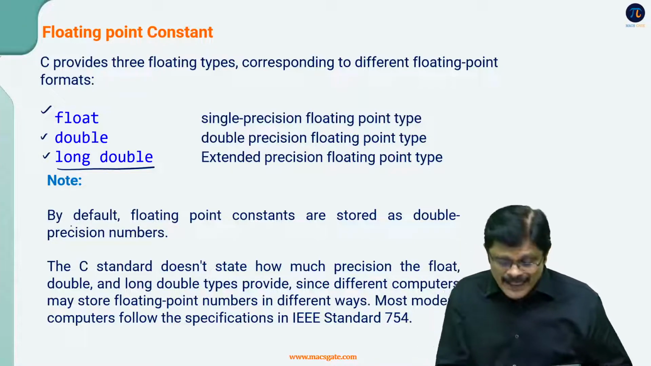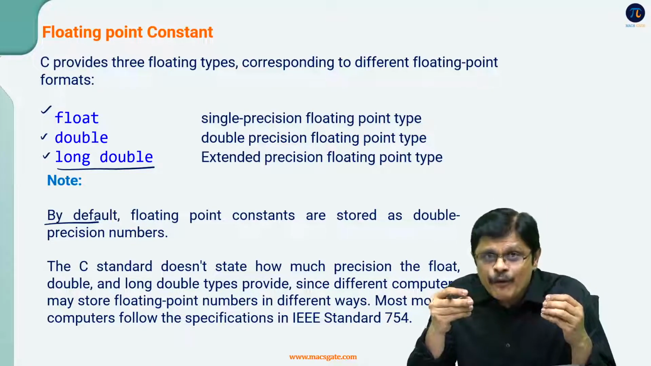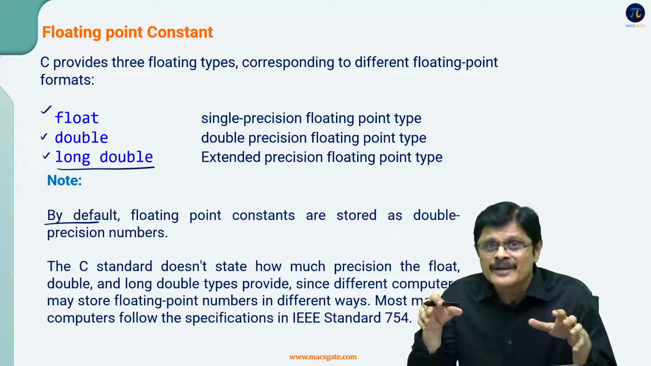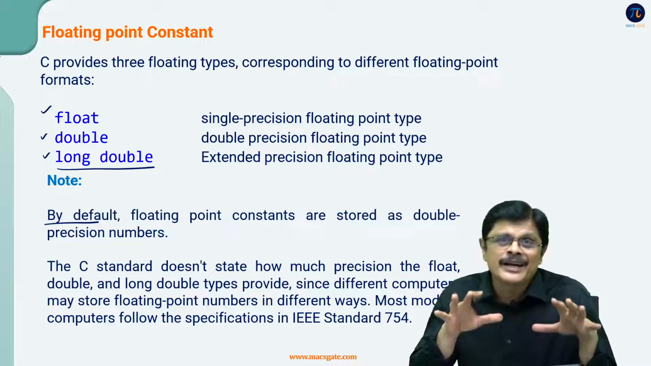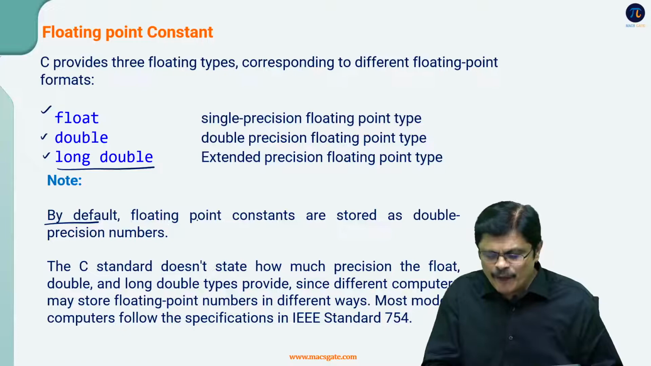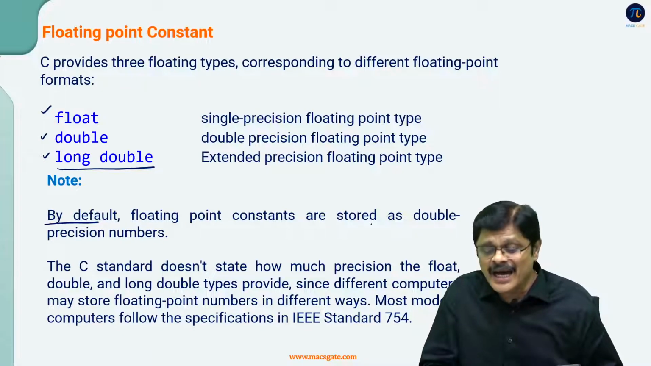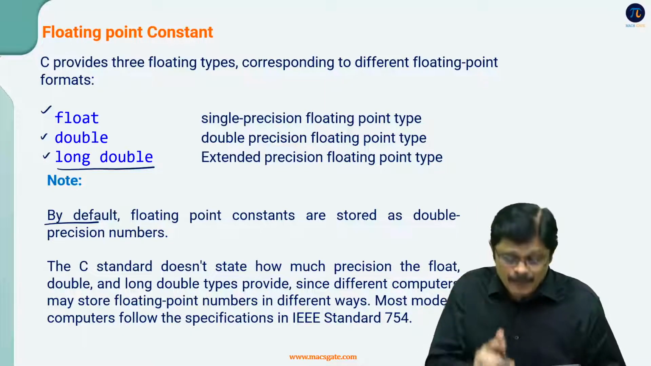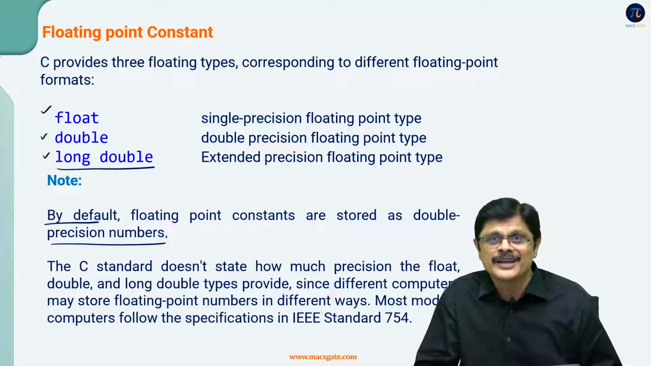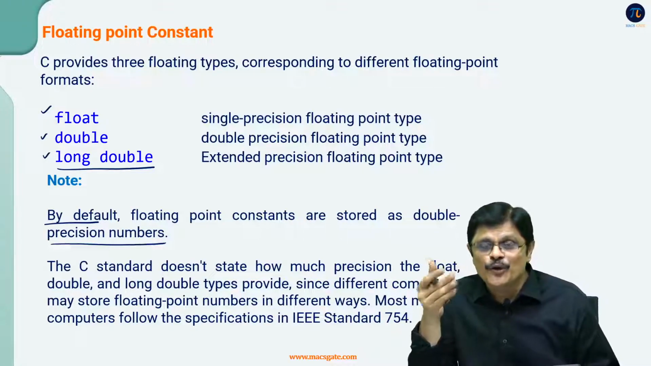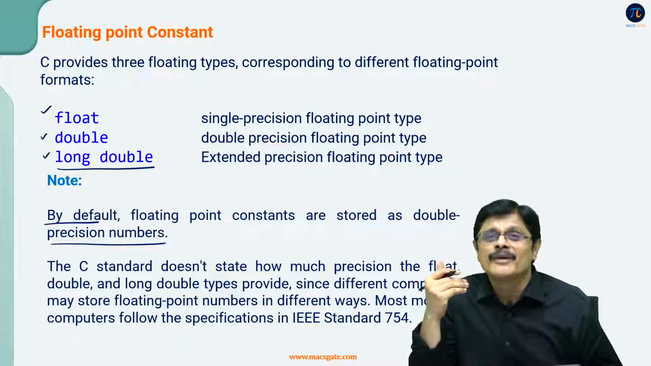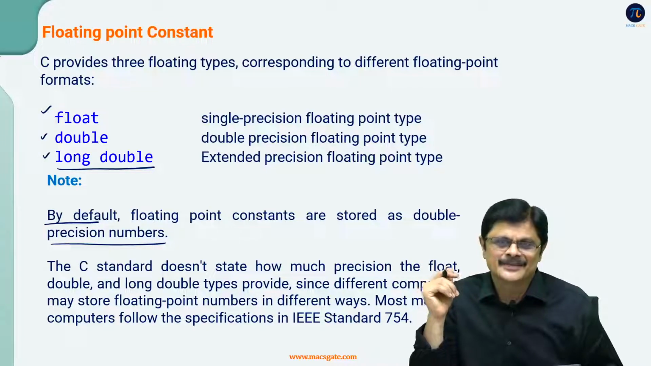My dear friends, by default, if you write any floating type constant, it is considered double type only. By default, floating point constants are stored as double precision numbers only. So, if you want to store them as float numbers, you have to do something called typecasting. We will discuss that later.